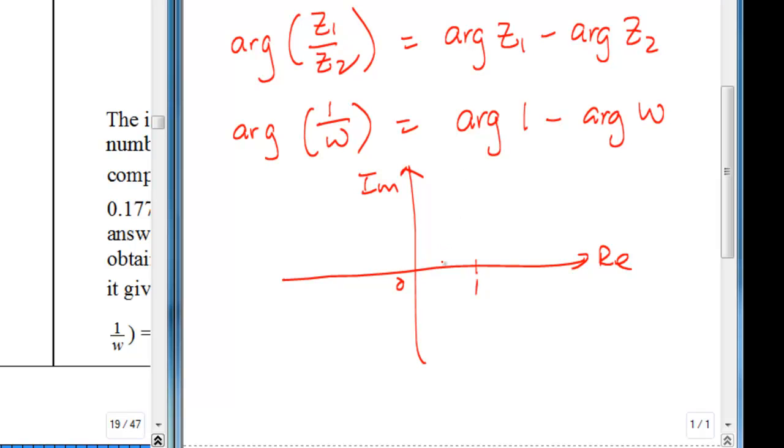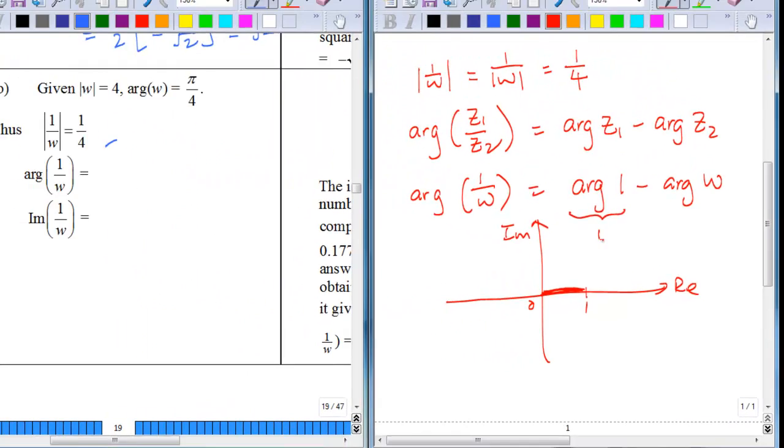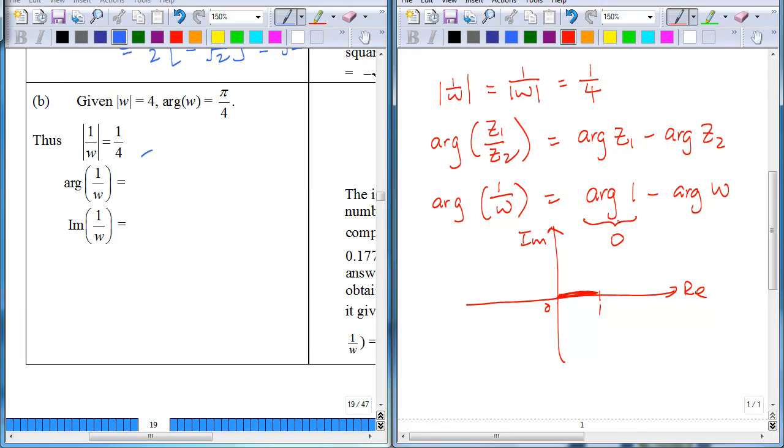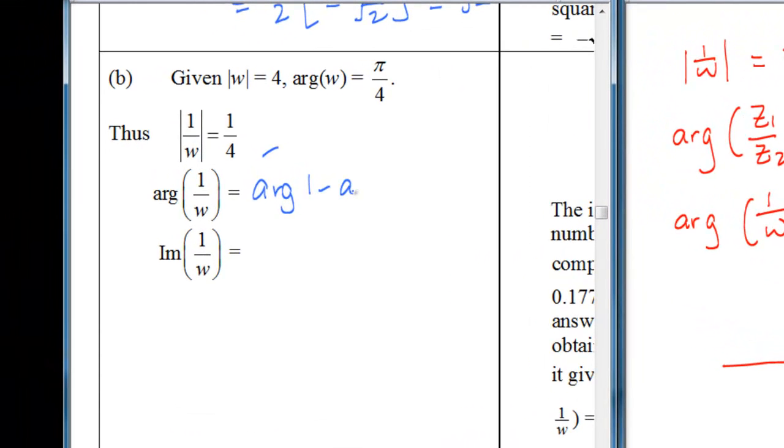So when we draw this vector from 0 to 1, the angle it makes with the positive real axis is 0. So argument of 1 is 0. So we know that argument of 1 over w will be the same as argument of 1 minus argument of w. That will be 0 minus pi over 4. So we have the argument of 1 over w as negative pi over 4.